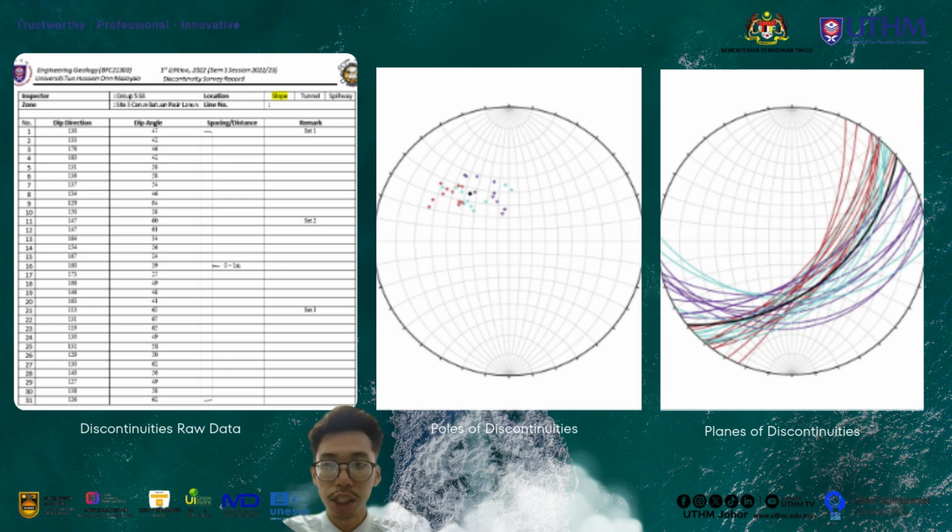Okay, this is our discontinuities data collection for our Site 3. The left one is the discontinuities raw data, the middle one is the poles of discontinuities, and the right one is the plane of discontinuities.